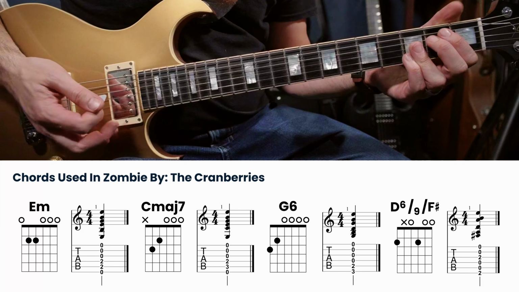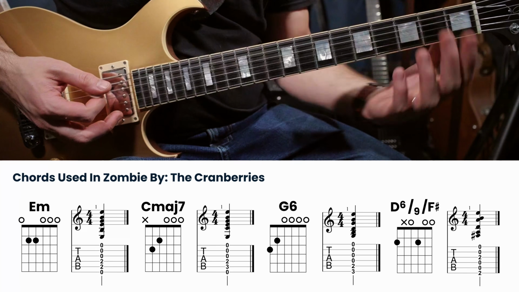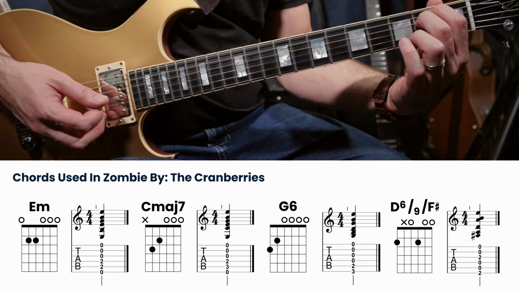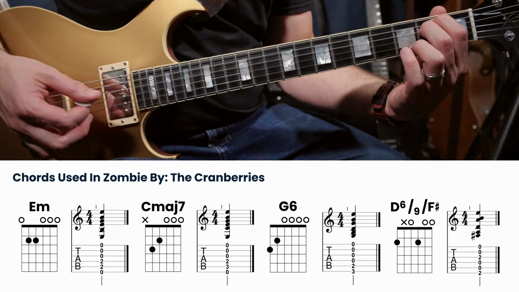The 4 chords in Zombie start with an E minor chord. The E minor chord is the open E string, 2nd fret on A, 2nd fret on D, and then open G, B, and E. It sounds like this.